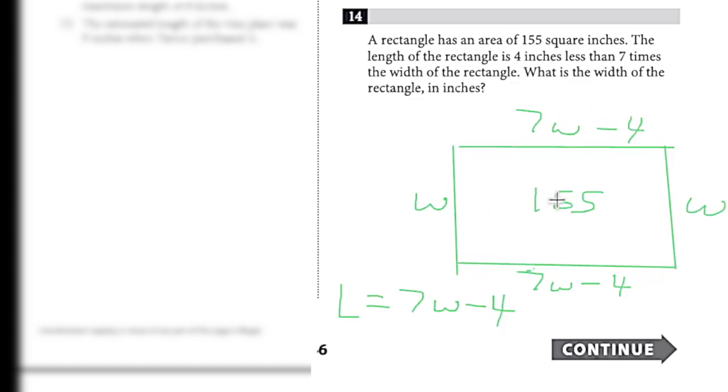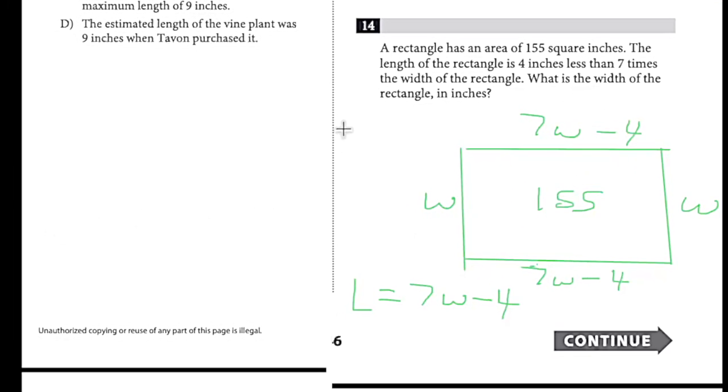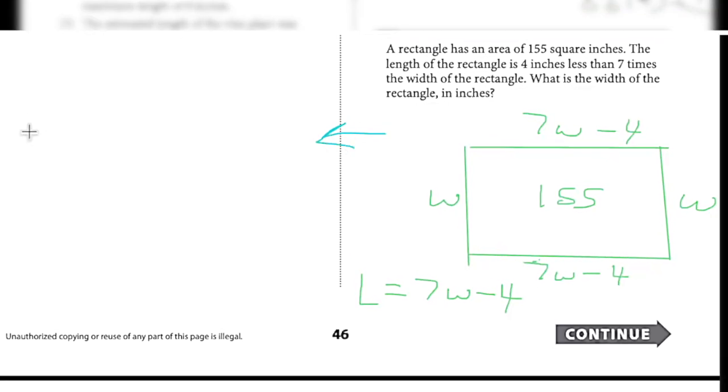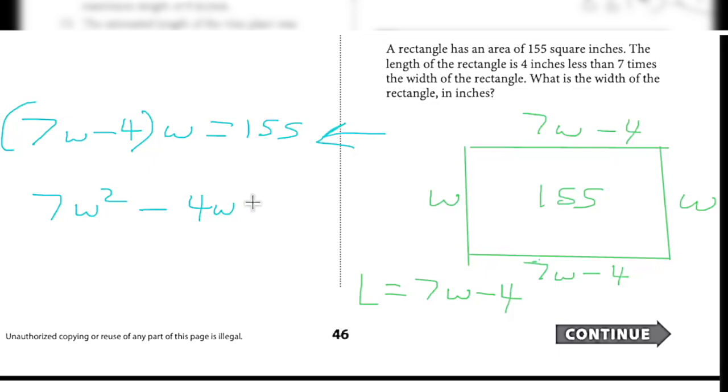And then we know that the area is the length times the width, right? So we can say 7W minus 4 times W should equal 155. 7W squared minus 4W equals 155. And then we can see this is basically turning into a quadratic. 7W squared minus 4W minus 155 equals 0.